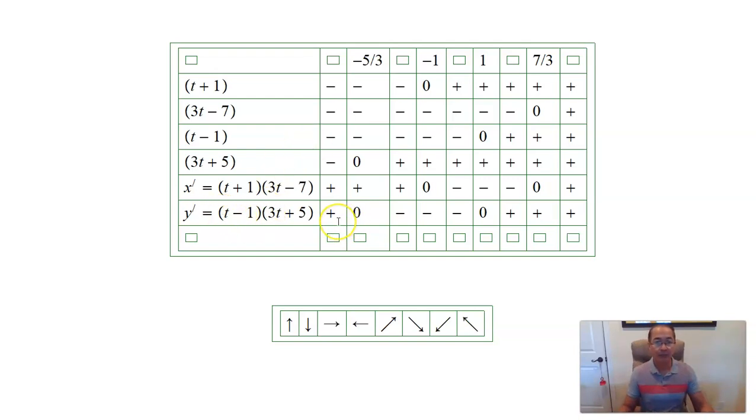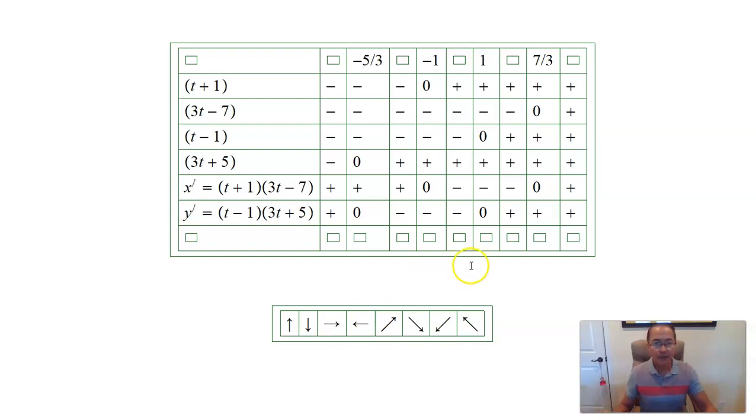Similarly, when y prime is positive, it means that y is increasing. So when y is increasing, y goes up. When y is decreasing, y goes down. We basically have more or less 8 compass directions: north, south, east, west, northeast, southeast, southwest, and northwest. These derivatives put together are going to tell us which of these 8 directions, more or less, we are facing.